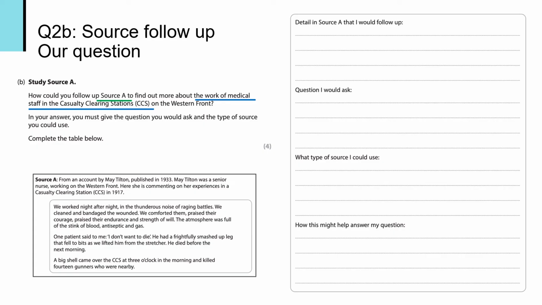You will always be given a grid that looks like this to write your answers on. First of all, check which source you are to follow up. If you use the wrong source, you will score 0. So today we are going to focus on this question from the Medicine in Britain paper. How could you follow up source A to find out more about the work of medical staff in casualty clearing stations on the Western Front?